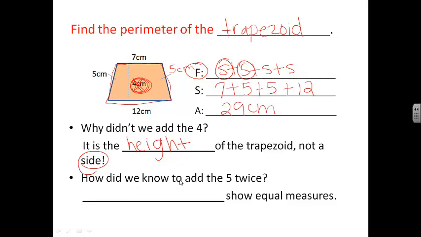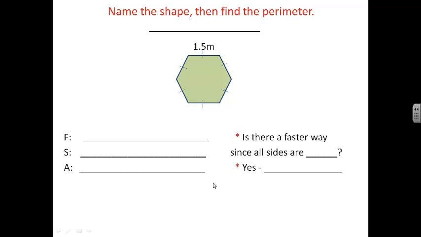How do we know to add the 5 twice? Tick marks. Tick marks show equal values or equal measures. Okay, oops, I spelled marks wrong. All right, moving on. Name the shape and then find the perimeter.